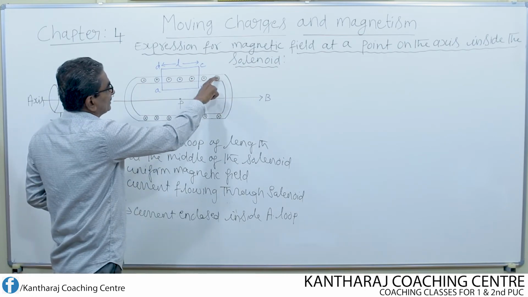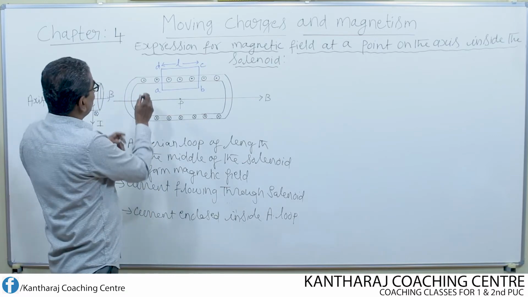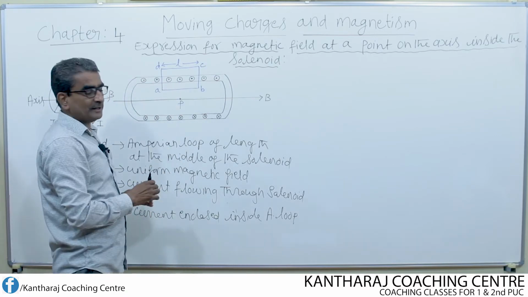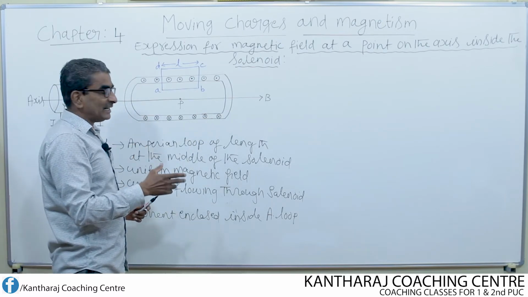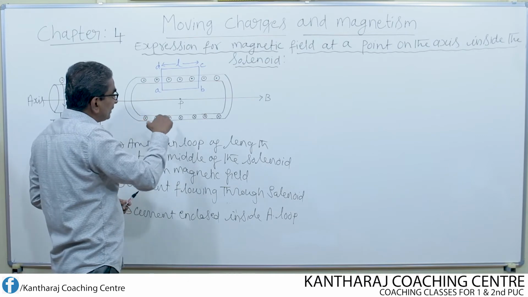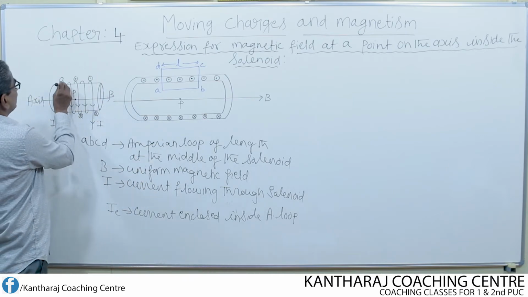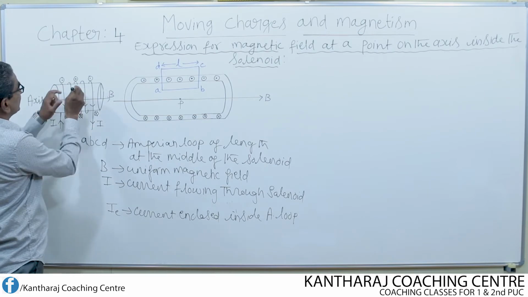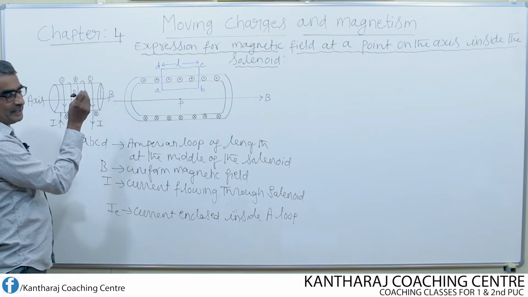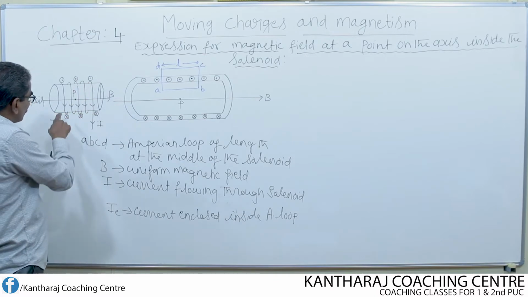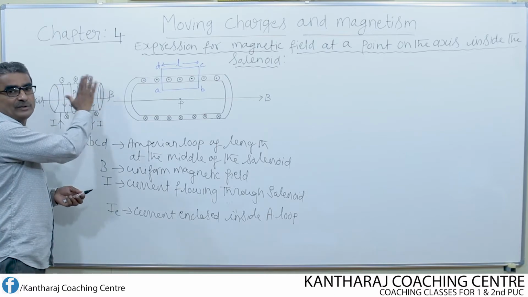This dot mark inside the circle represents that the current through each turn at the top is coming out perpendicular to the plane, whereas the cross mark inside the circle represents that the current through each turn at the bottom is going inwards. Look here, at the top the current comes out like this, again from this turn the current comes out like this. Through all the turns the current comes out perpendicular to the plane, whereas at the bottom through all these turns the current flows inwards perpendicular to the plane of the figure.